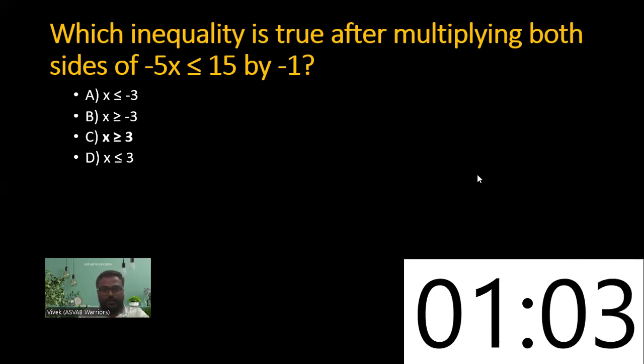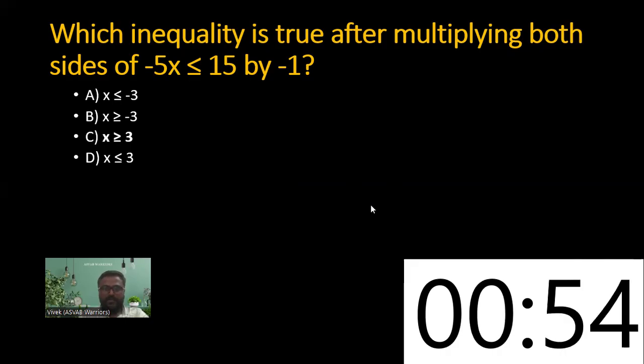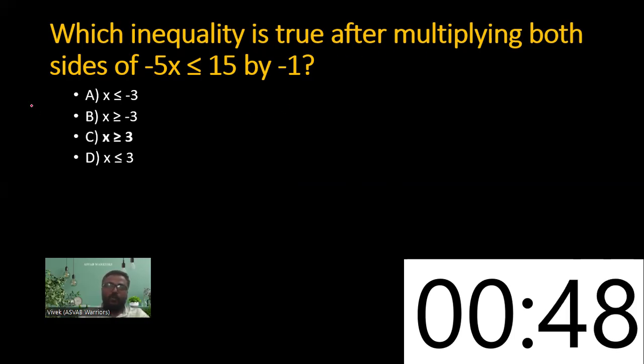Shall we move on to the next question? Anjay? Okay. So what are they saying? Which inequality is true after multiplying both sides of negative 5x is less than or equal to 15?